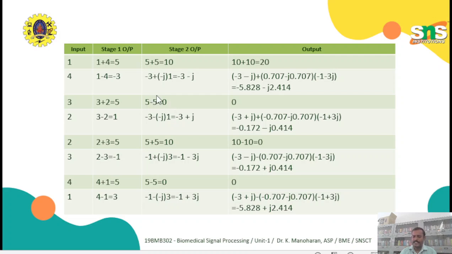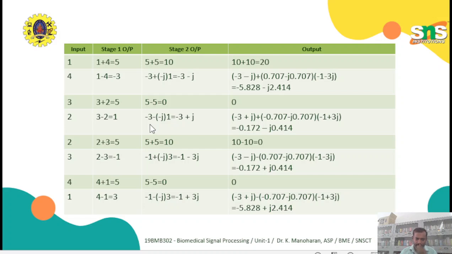Now come to the second stage, second butterfly. The first input is minus 3 and this is 1. So the twiddle factor is minus j, we need to consider. Minus 3 is the first input, and the second input we need to multiply with the twiddle factor. So 1 into minus j, that should be added for the uplift and subtracted for the downlift. So minus 3 plus minus j into 1, this is minus 3 minus j.